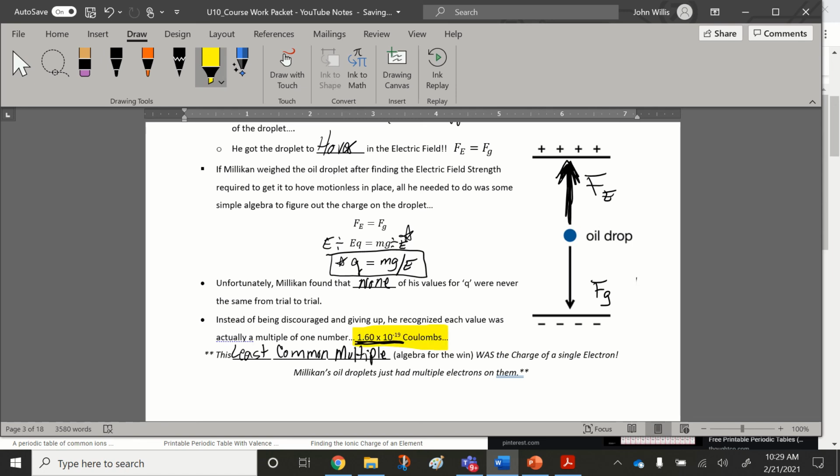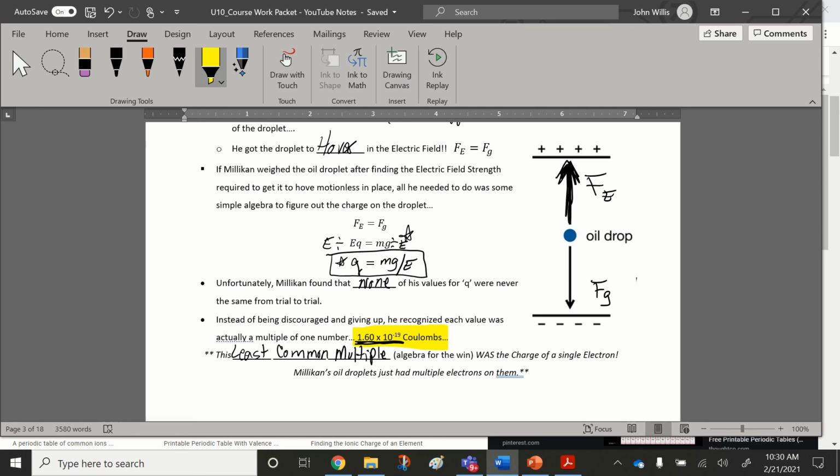It is the charge of a proton and the charge of an electron. It is the fundamental charge of every particle we've ever talked about. And so if you had 4 of those, then it's literally 4 times that number. If you had 5 electrons, it's 5 times that number. 100 electrons, it's 100 multiplied by that number. That is the charge of an electron. And that's how he found it.